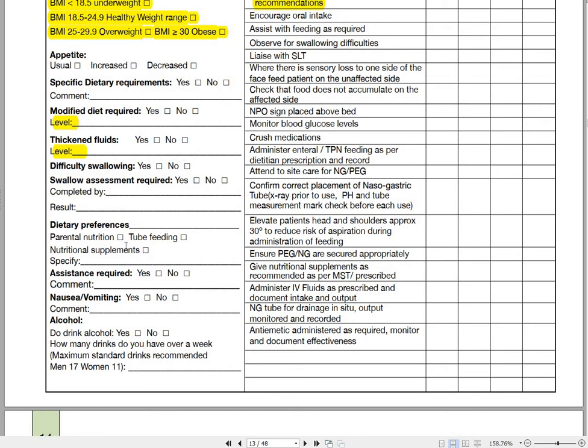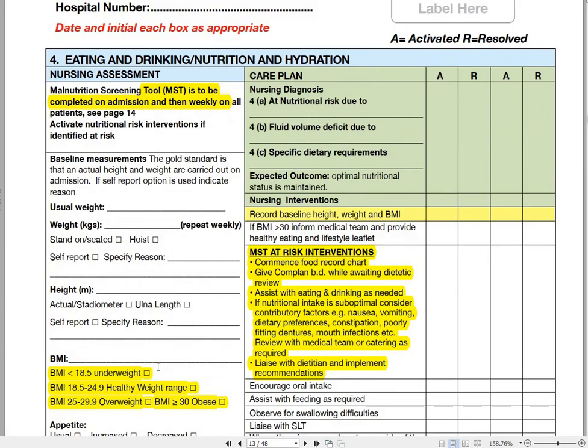Is the patient on parenteral nutrition, tube feeding, nutritional supplements, and you can specify there. Does the patient require assistance, yes or no, and you can comment there. Has the patient any nausea or vomiting, yes or no, and you can put in your comment there. And does the patient drink alcohol, yes or no? How many drinks do you have over a week? The maximum standard drinks recommended is 17 for men and 11 for women. Okay, so now we've done our assessment, we'll go to our care plan.